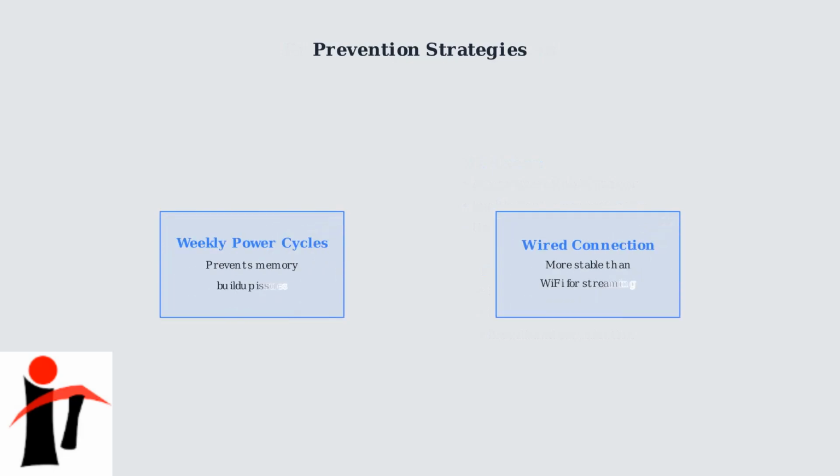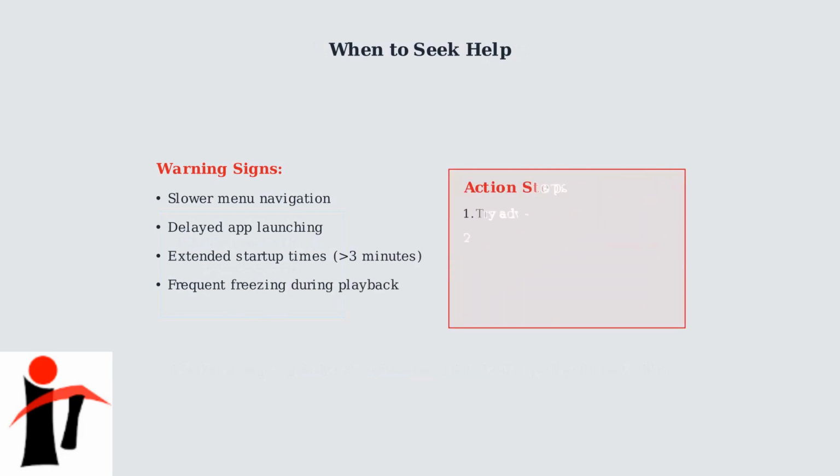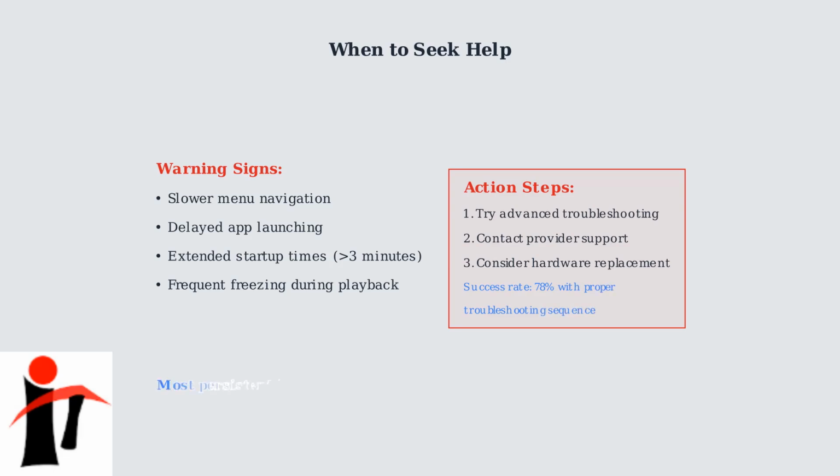Prevention is better than cure. Regular maintenance can prevent most loading issues from occurring in the first place. Watch for warning signs that indicate hardware problems. If you notice slower menu navigation, delayed app launching, or startup times exceeding 3 minutes, it may be time to contact your provider or consider hardware replacement.